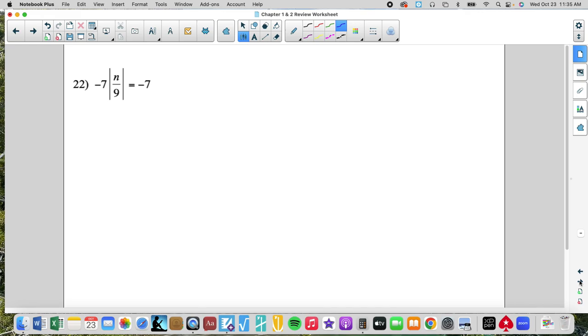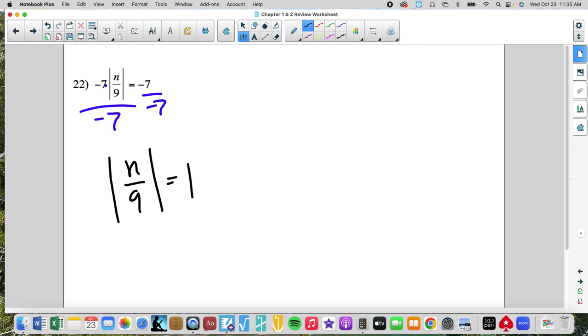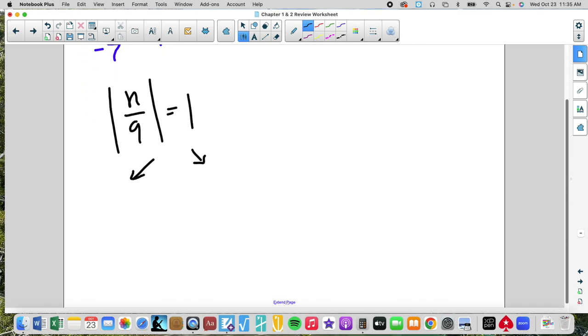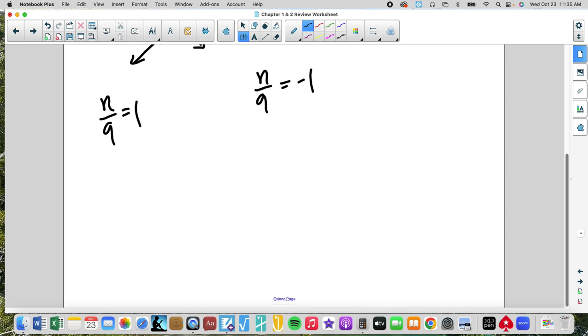So this is not isolated. I need to divide by negative 7 because it's multiplying it. Dividing by negative 7 gives me the absolute value of n over 9 equals positive 1. Now I've isolated it. I'm going to write two statements, n over 9. Notice when I write these statements, the positive and negative values of that constant, there are no absolute values in those two statements.